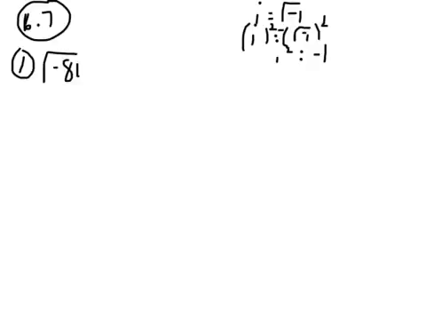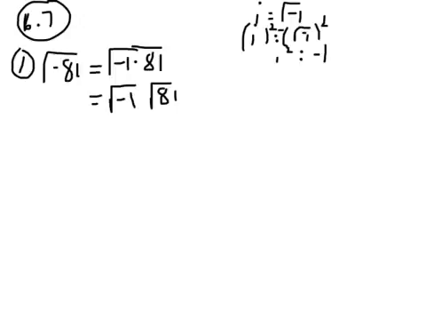So let's look at some problems and see how we have to look at them, because there are a few tricky things about some of these that can get you into trouble if you're not careful. If you look at the square root of 81, we're going to look at that as the square root of -1 times 81. Then we split that up into the square root of -1 times the square root of 81.